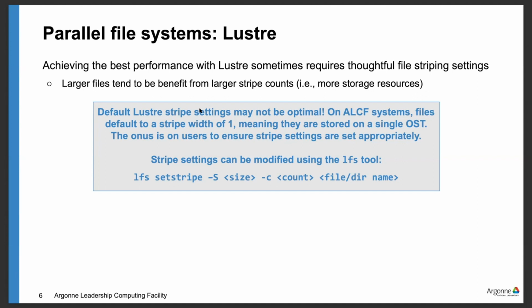There's a tool called LFS that you can use to set stripe information. In an example command here, you can set the stripe size, so how big stripes are. That defaults to 1 megabyte on these systems. And then also the count, which is how many targets it's striped across. Again, that's a default of 1, but you can use this tool to increase that.